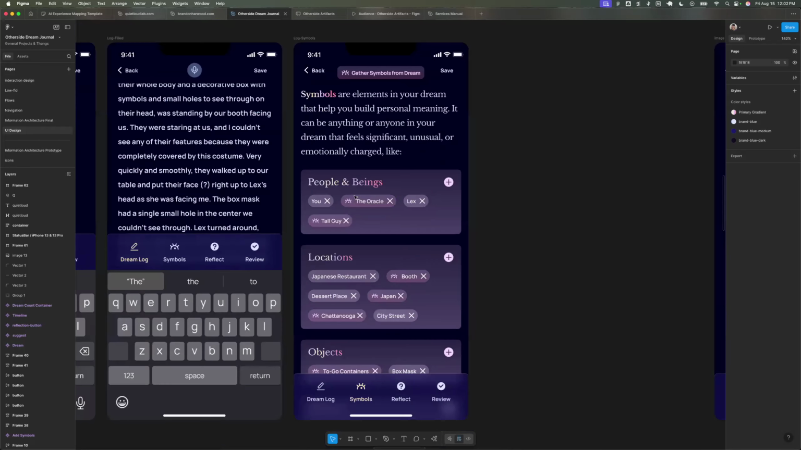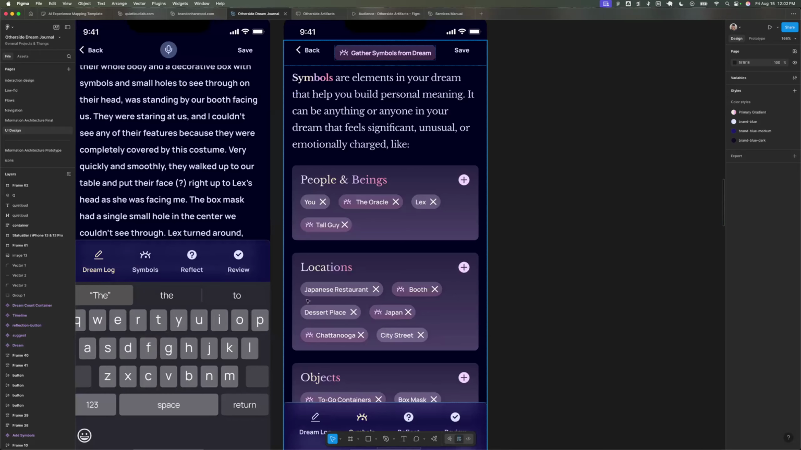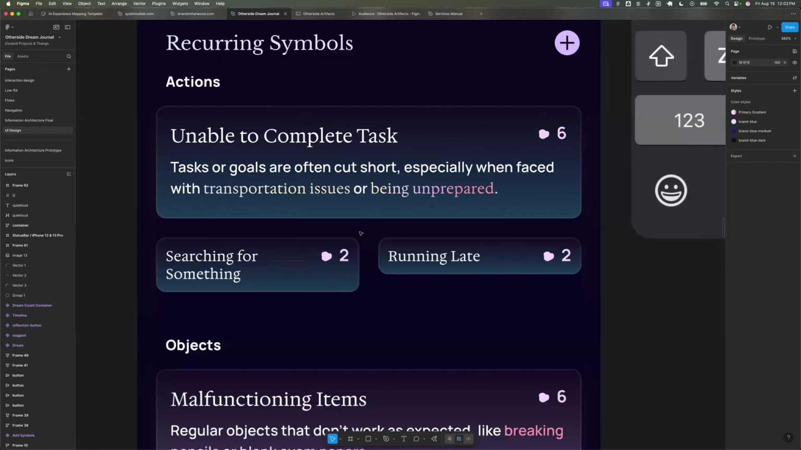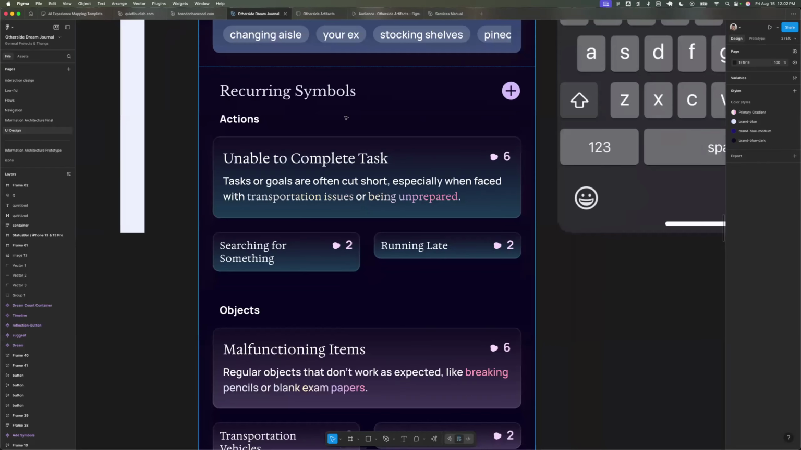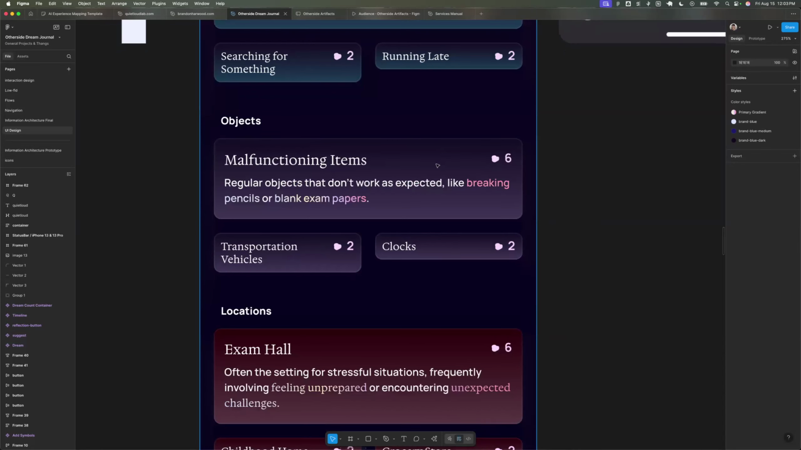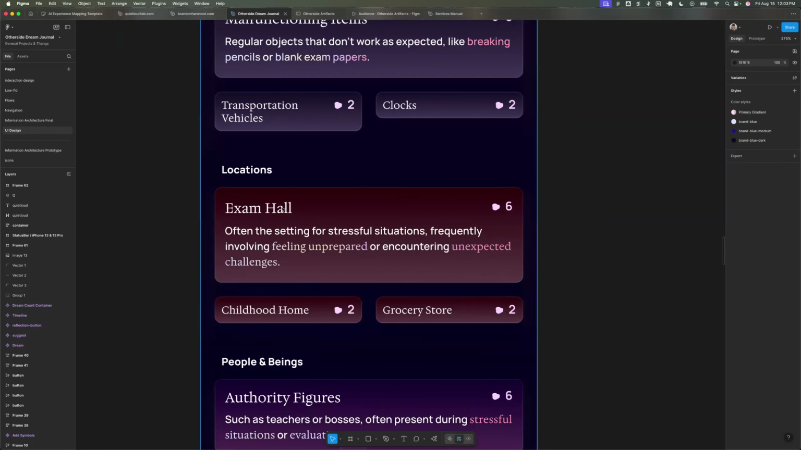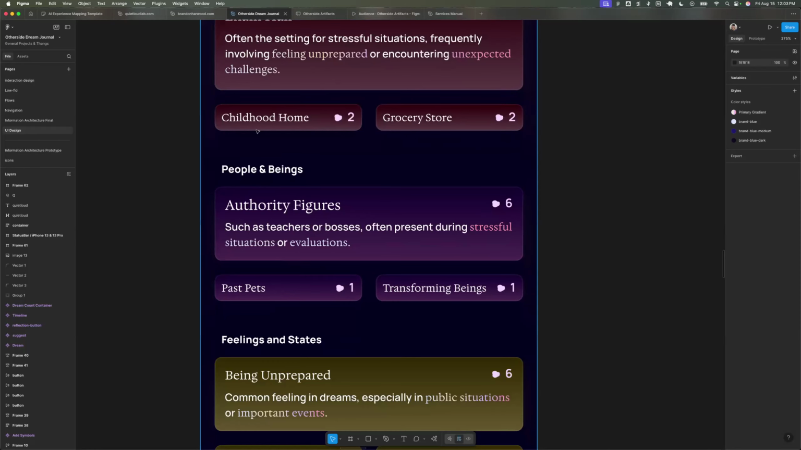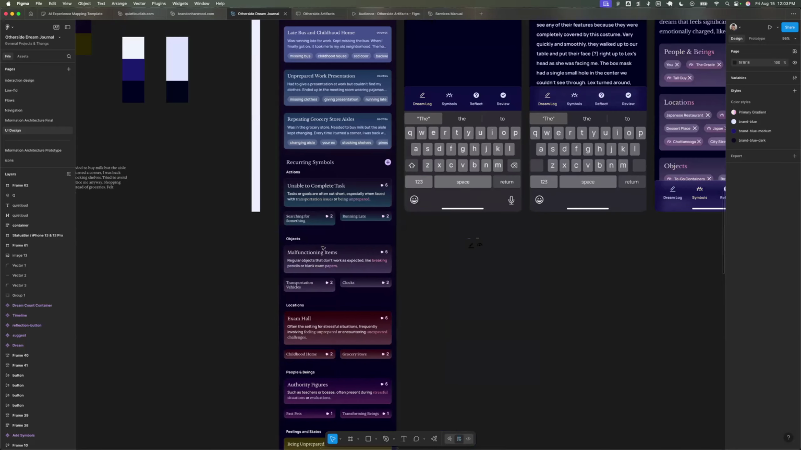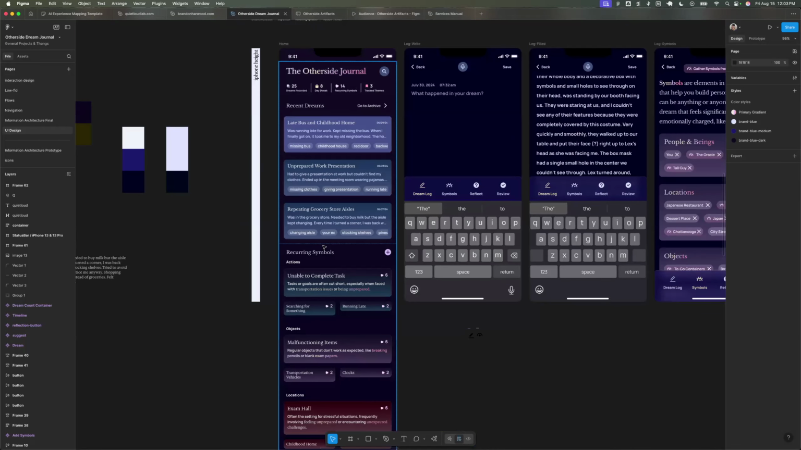So within this context, it might be something like an oracle or a Japanese restaurant. But the idea is that over time, you're also able to gather information around what are the general patterns within your dreams. This could be you often are unable to complete tasks in your dreams. You're often dealing with malfunctioning objects. Or you're often dreaming about exam halls or authority figures or being unprepared, these kind of things. And it's not a means to interpret your dreams for you, but it helps you think about, oh, these are patterns within my dreams that are being noticed by this machine. What do I think about that?